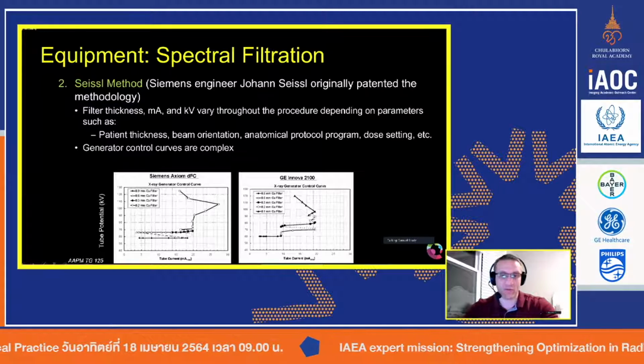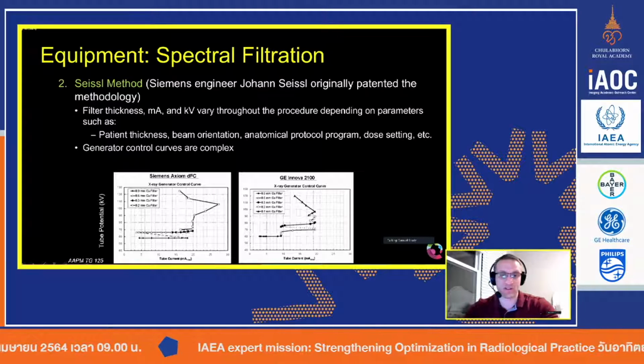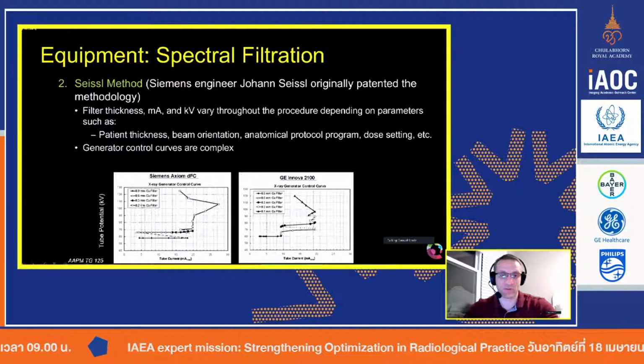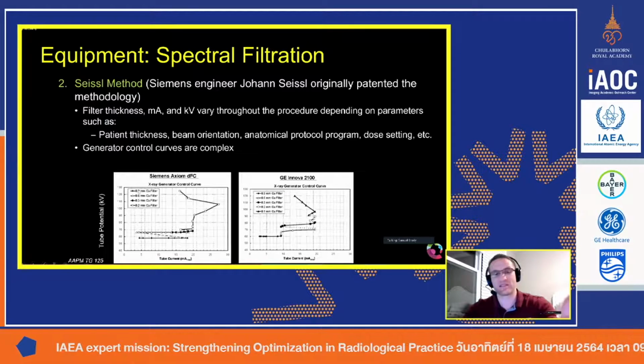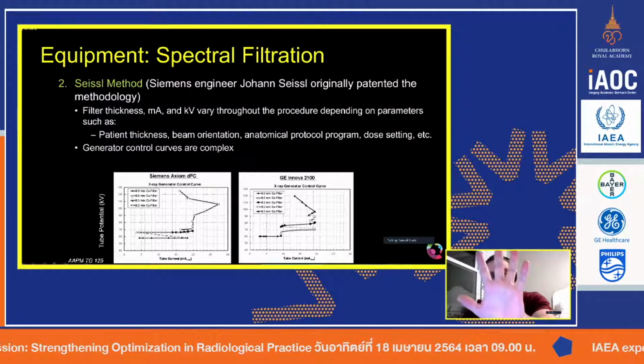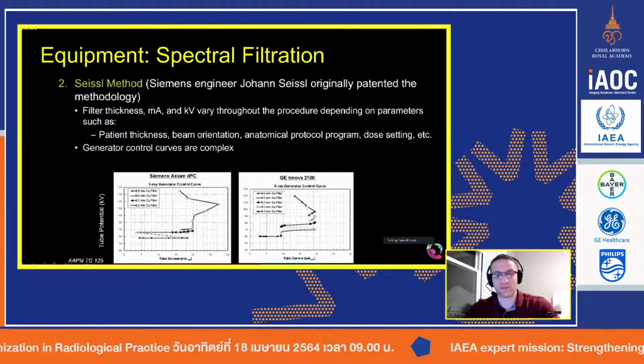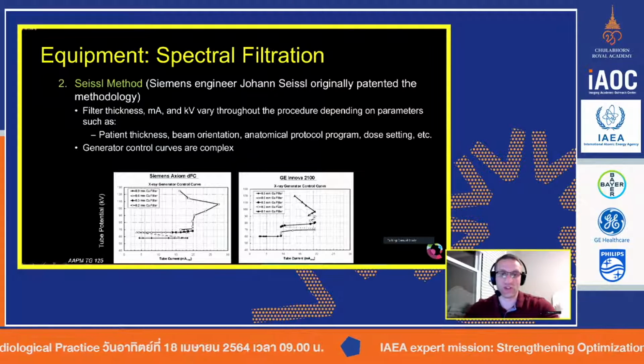And then 0.3 will work over a short range of MAs and KVs. And eventually it'll then change again. It might go up to a 0.6 and 0.9. So it just depends on the size of patient and the requirement to get the right dose to the detector. The filter selection, KV and MA, will change quite drastically.